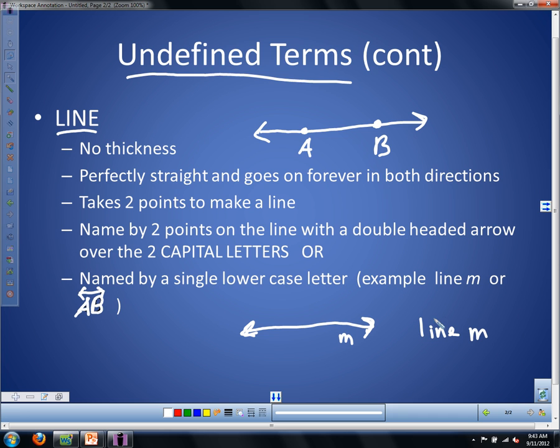Are we good with lines? Are we ready to go to our next undefined term? Not yet? Okay, we good? All right, our next, yes? What would be the technical definition? Something with no thickness and goes perfectly straight forever in both directions.